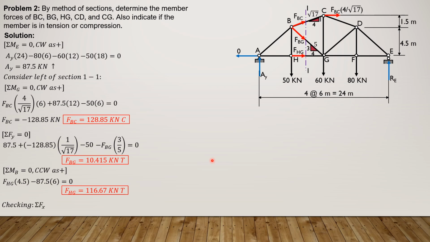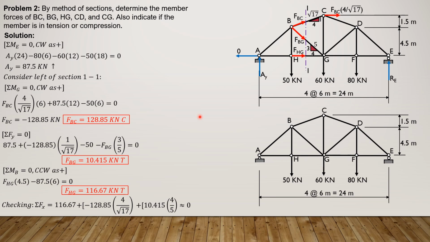Next, we check if these three unknown forces are in equilibrium together with the loads. So summation forces X equals FHG rightward plus negative 128.85 times 4 over square root of 17, the horizontal component of FBC, plus FBG, 10.415, times 4 over 5, and the result is almost 0. So we are confident that all these answers are correct.